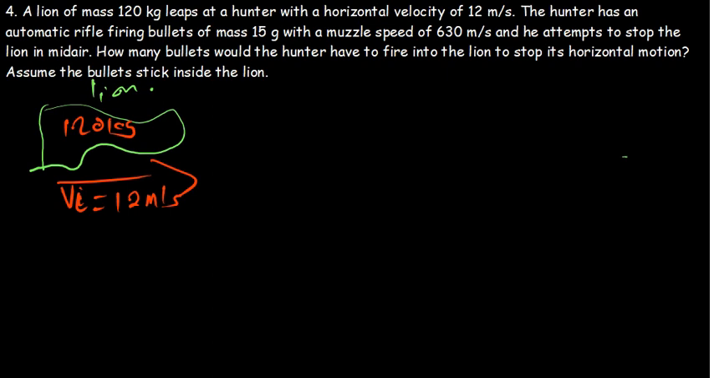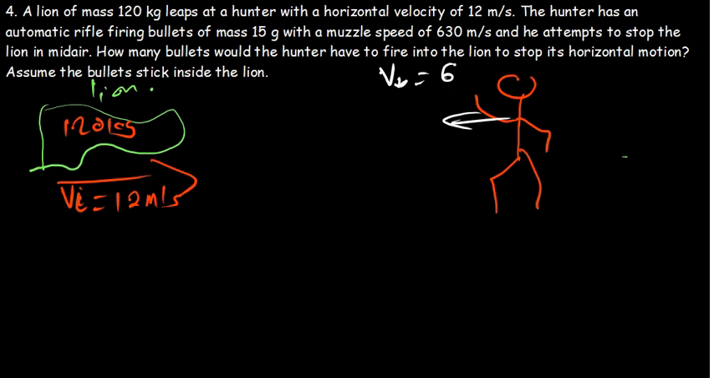Now let's think of this. If this is the person here, this person has the muzzle velocity. Let's understand it in this way. Let's assume that when he fires, the bullet will have a velocity of, let's just put it, 330 meters per second.